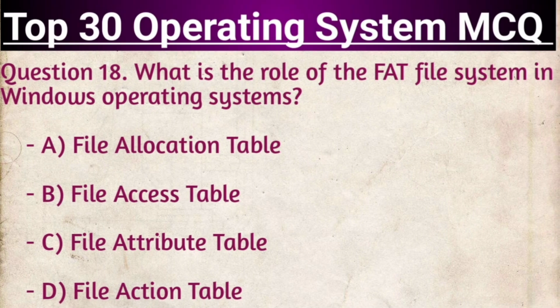Question 18. What is the role of the FAT file system in Windows operating systems? A. File allocation table. B. File access table. C. File attribute table. D. File action table. So the answer is A. File allocation table. So we are moved towards our next question.